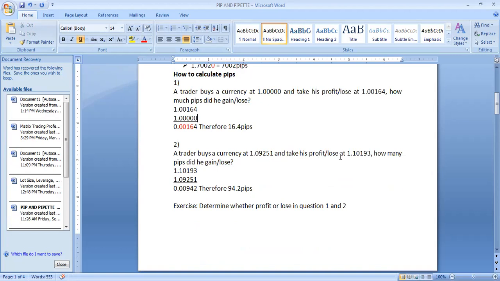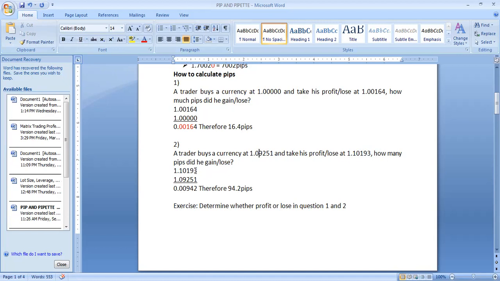1.09251 and takes his profit or loss at this. So the question is, where did he buy? He bought at 1.09. He took his profit. He closed the trade. He exited. Remember we said take profit or stop loss is an exit. So entry, he entered at 1.09. He exited at 1.10. So is it a profit or loss? It's profit. He bought, and the price he bought is not the same price he exited. And the fortunate thing is that the price he exited is greater than the price he bought.